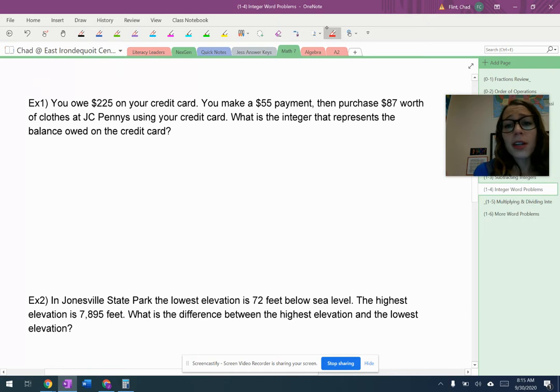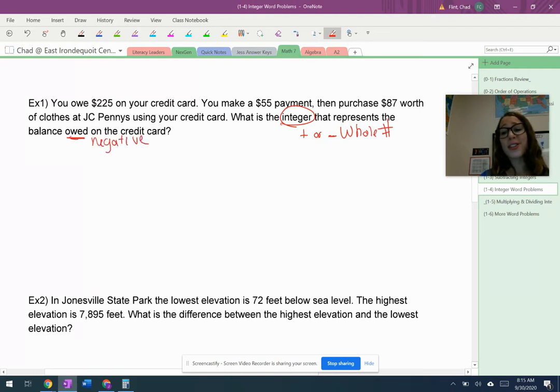So, a couple of things here. First off, integer, telling me positive or negative whole number. This definition is not going away. That's going to be a definition you need to know in 9th grade also. So the sooner you memorize that, the happier you're going to be. And the balance owed, if I owe something, in all cases, that is represented by a negative number. So that's just a little heads up to me that my answer probably should be negative, and if not, then you need to double check something.